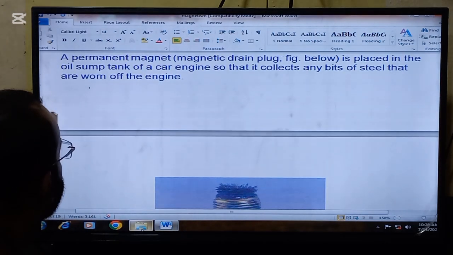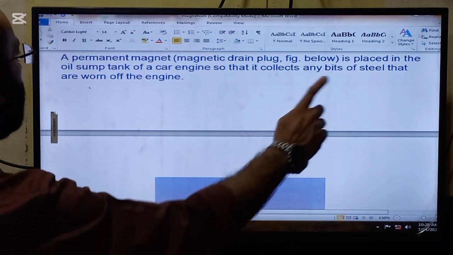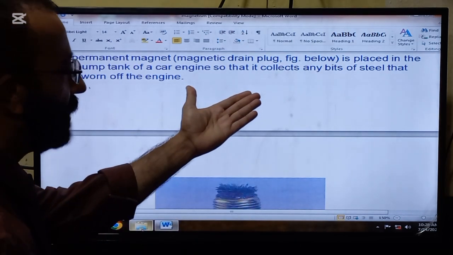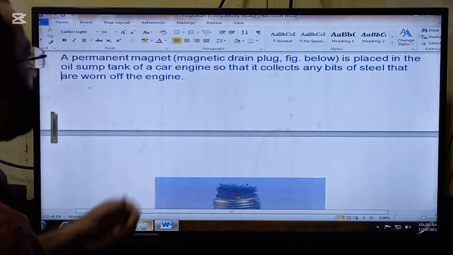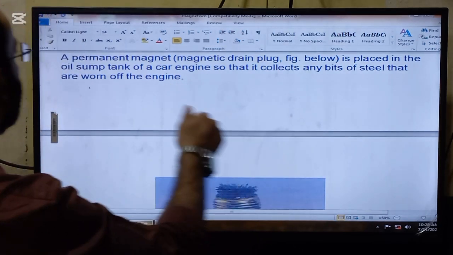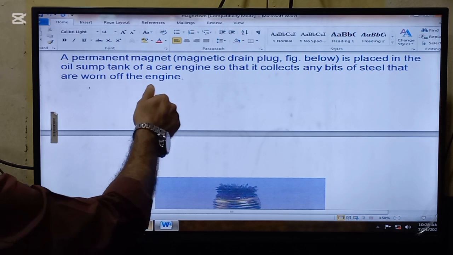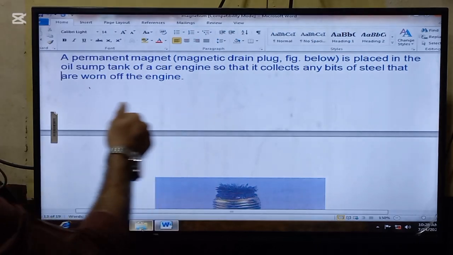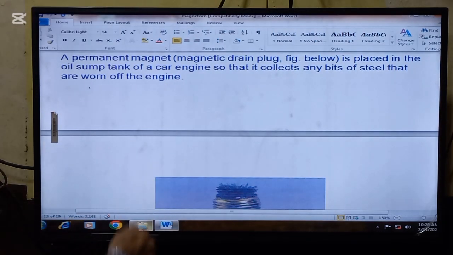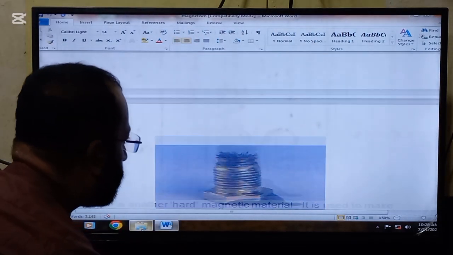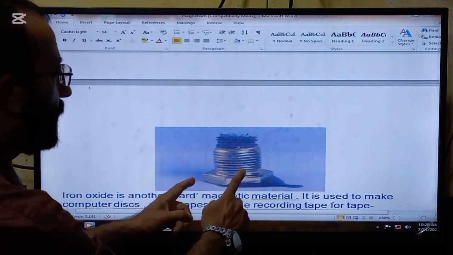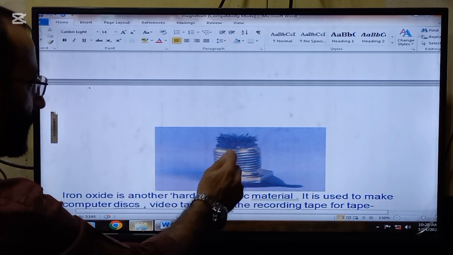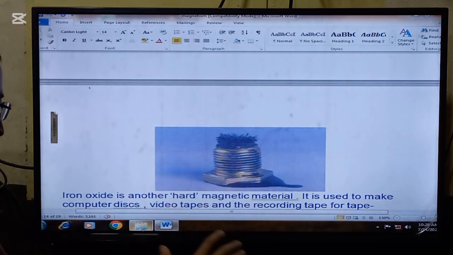A permanent magnet is placed in the oil sump tank of a car engine. So this is another very important use of the permanent magnet. It is placed there so that it collects any bits of steel that are worn off the engine, like this. So it will not damage the whole engine then. It will attract the tiny bits of steel that are worn off.